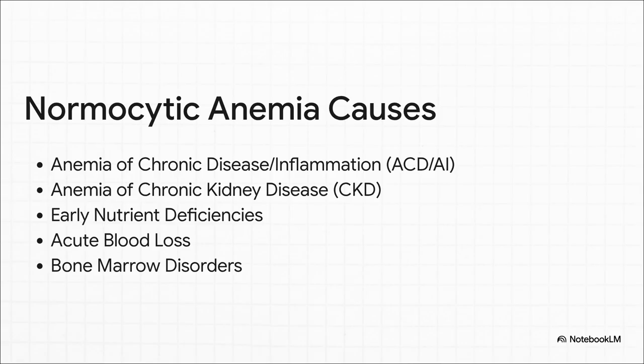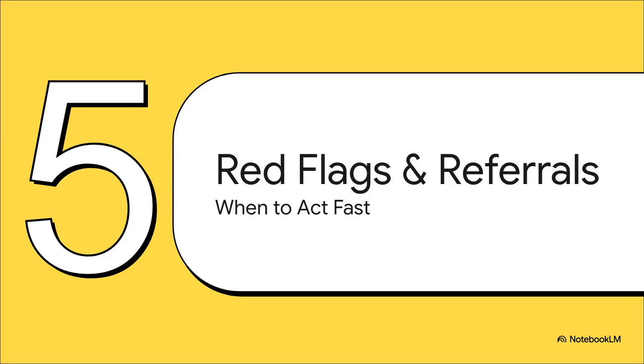It could be something like anemia of chronic disease or kidney disease. It could be a nutrient deficiency that's just starting out before the cell sizes had time to change. Or, and this is a classic trap, it could be two problems at once. Imagine someone has both iron deficiency, which makes cells small, and a folate deficiency, which makes them big. They can cancel each other out, and you end up with a normal MCV. Tricky, right?